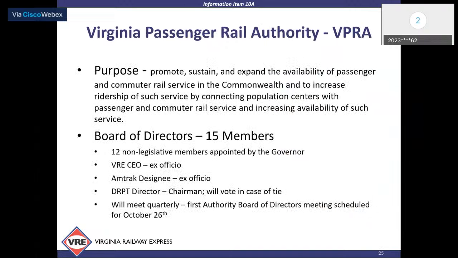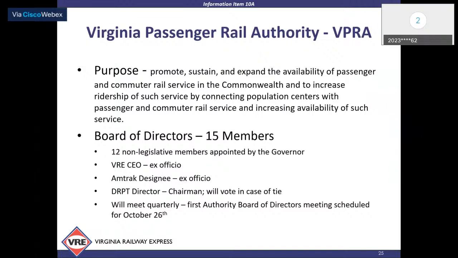So just as a reminder, the Virginia Passenger Rail Authority, I thought it would be good to put this up here for a second, just as described in the statute, the purpose of the Virginia Passenger Rail Authority. I won't read it word for word, but obviously the work that we are doing in conjunction with DRPT on these agreements is consistent with the purpose as stated in the statute.